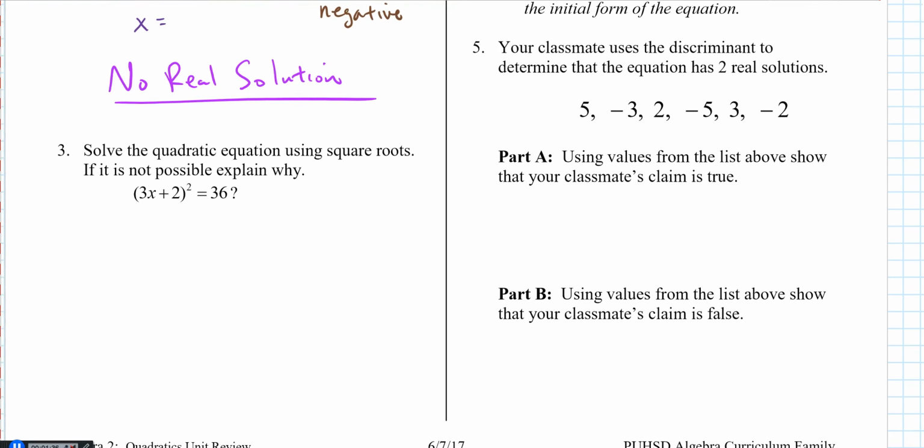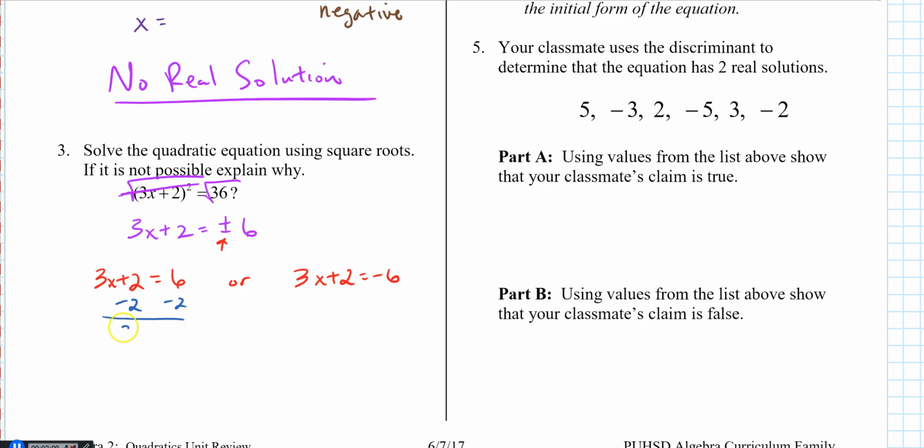Number 3, solve the quadratic using square roots once again. So we're going to start by taking the square root to cancel those out because we have to work from the outside in. So 3x plus 2 is equal to positive or negative 6. The square root of 36 is 6. So from here I'm going to split it because I know that I have two possible answers here. So I've got 3x plus 2 is equal to 6, or 3x plus 2 is equal to negative 6. And I'm going to solve each of those.